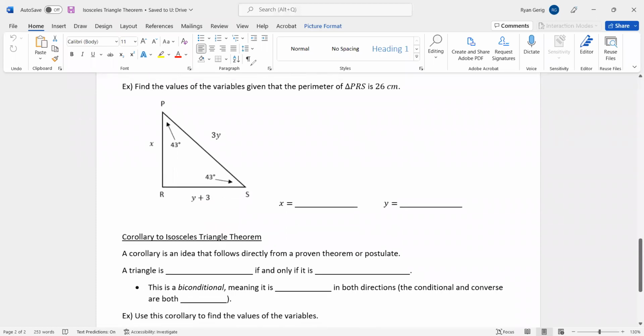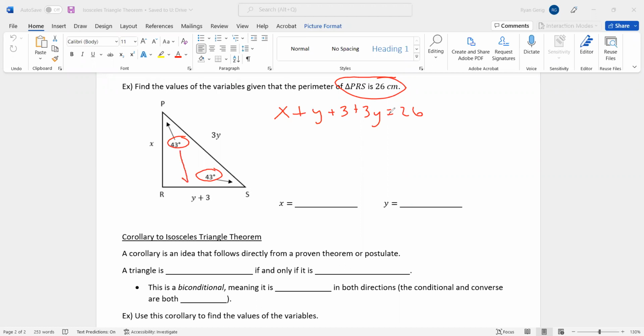All right, this is a little trickier. Find the values of the variables given that the perimeter is 26. So that's going to come into play here. It doesn't help me right away though, because x plus y plus 3 plus 3y equals 26 doesn't really help me because I have two variables in there. Okay, so what am I going to do? Well, I should see that these are both 43. What does that mean? Well, if they're both 43, that means that those angles are congruent, which means the sides across from them are also congruent by the converse of isosceles triangle theorem.